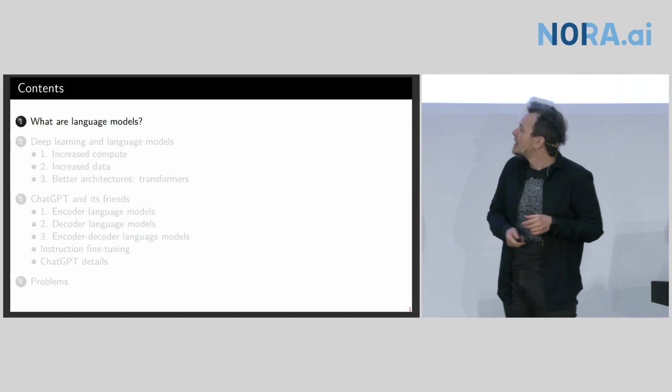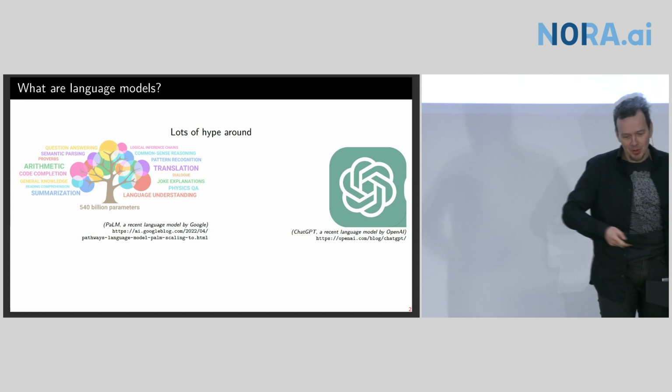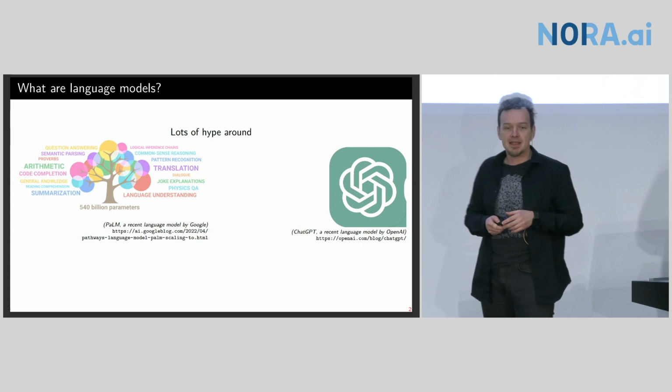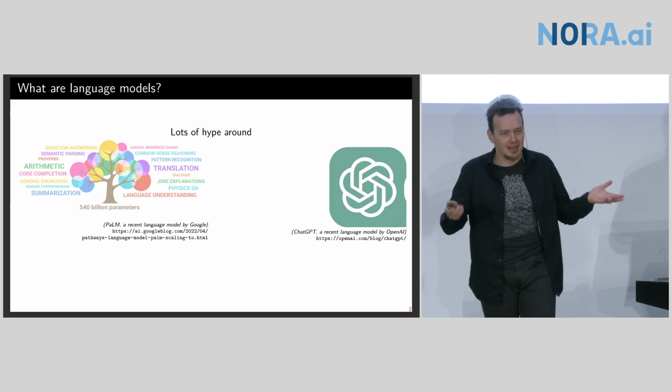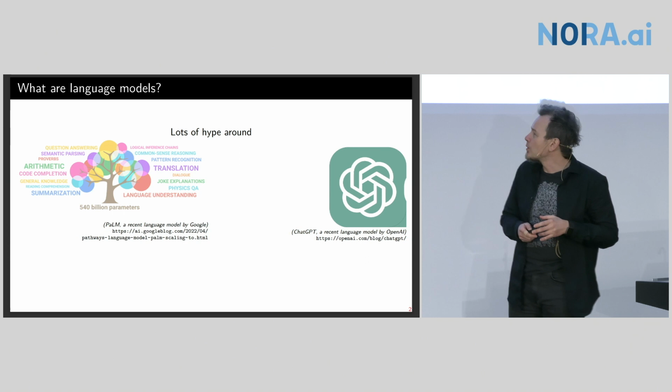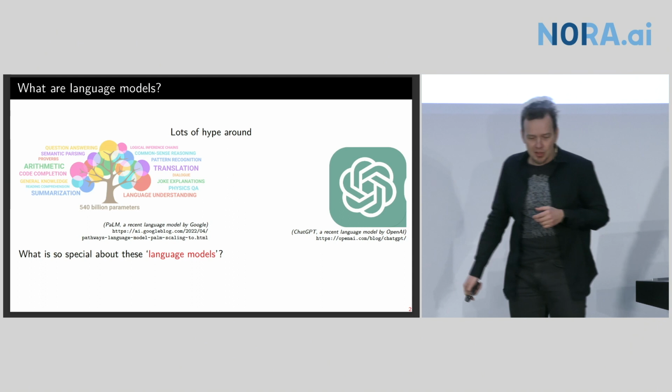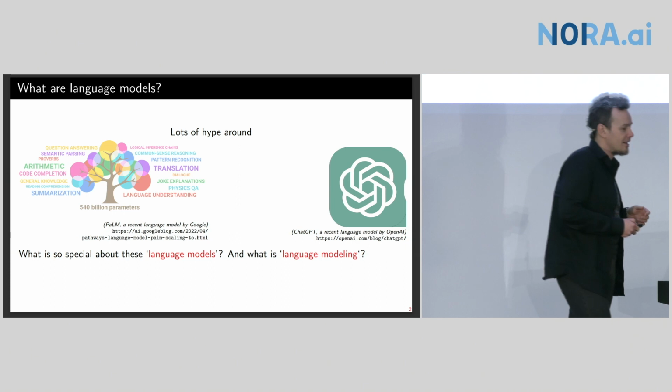Right, so of course, there's lots of hype around ChatGPT, but in fact, there are many more magnificent and fascinating language models in the world. For example, this Pathways language model from Google, which also was recently announced. And nowadays, Google DeepMind is releasing this new Sparrow language model, which will also be aimed at dialogues like ChatGPT, etc. So yeah, what is so special about these language models, and what is language modeling in general?